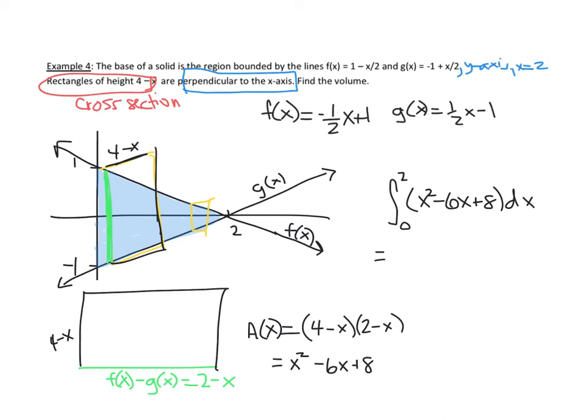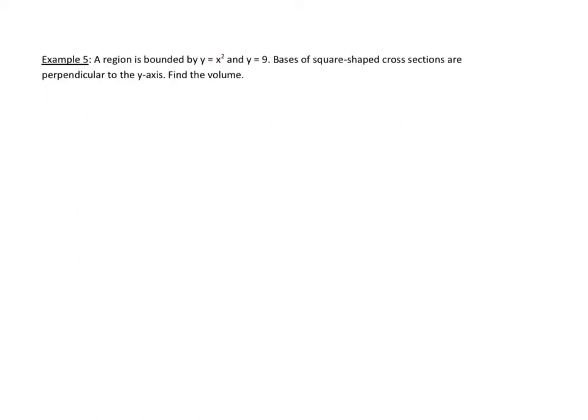So hopefully you got x to the third over 3 minus 3x squared plus 8x. And when you evaluate that, you should get 20 over 3. So this is our last problem for the video.